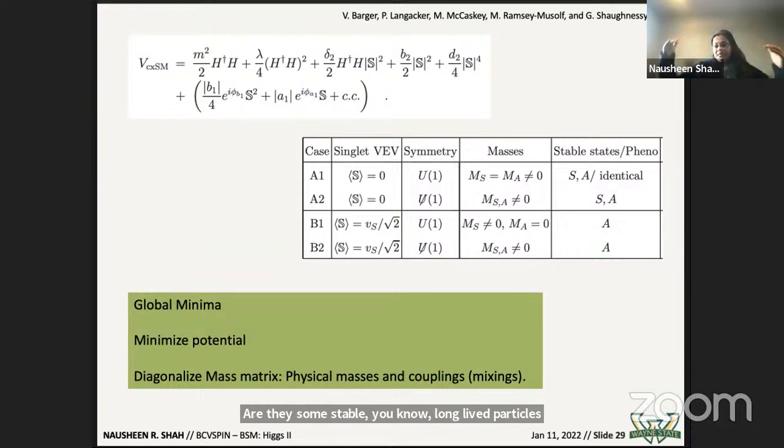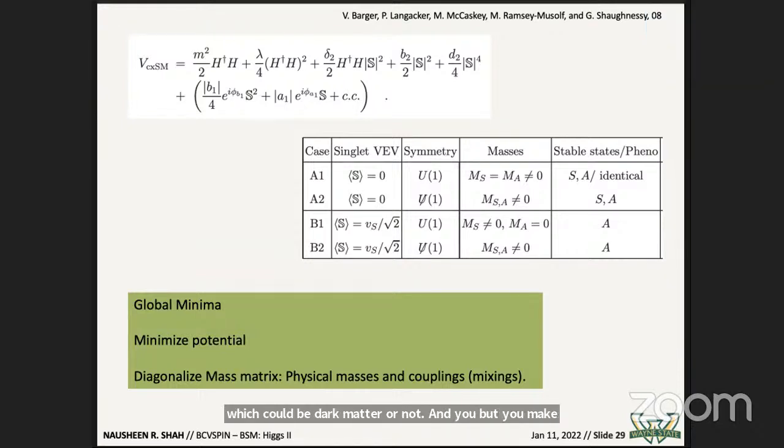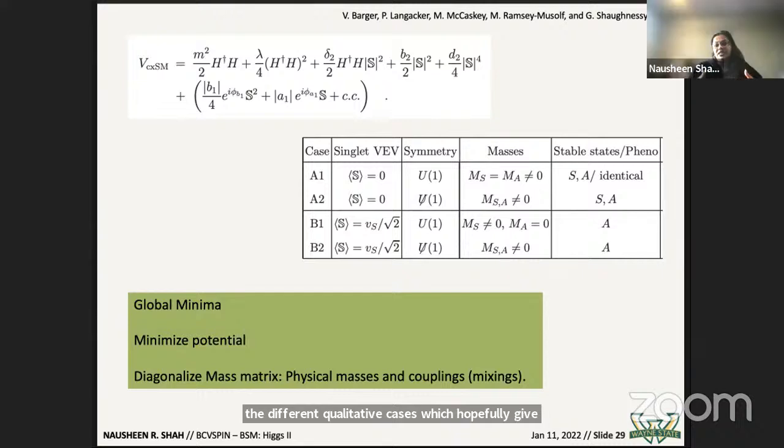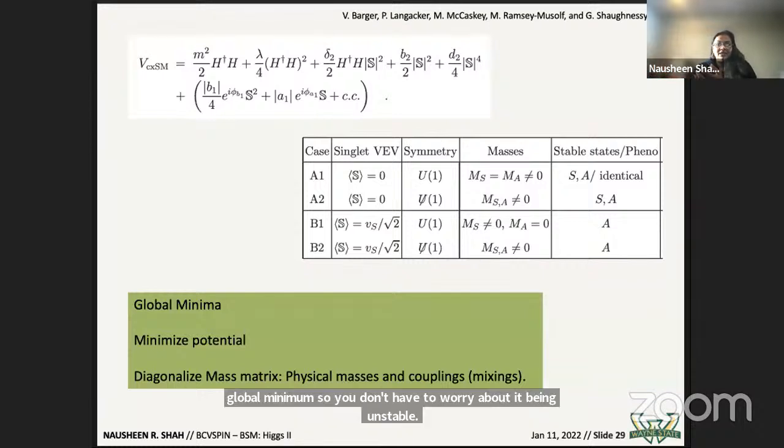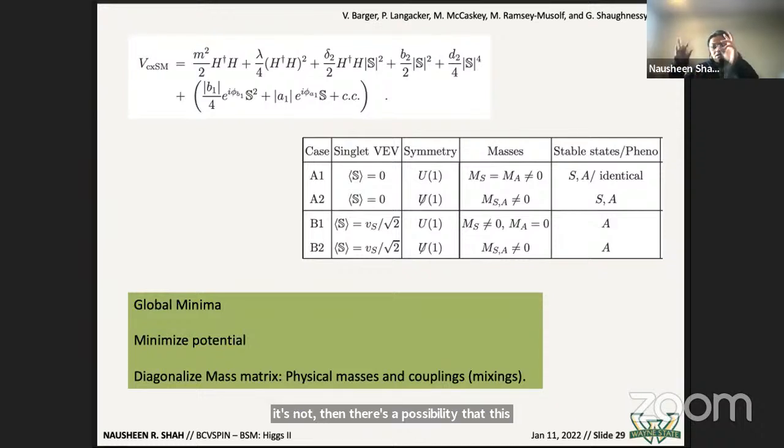And you make the different qualitative cases, which hopefully will give you an understanding of how adding a singlet will change your story, okay? So you do that, and then you would have to make sure that your potential, your electroweak minimum, when you minimize it, is actually a global minimum, so you don't have to worry about it being unstable, right? Because if it's not, then there's a possibility that the standard model vacuum is not the ultimate vacuum, and that you could have tunneling to another vacuum, which would be kind of catastrophic, or could be catastrophic.